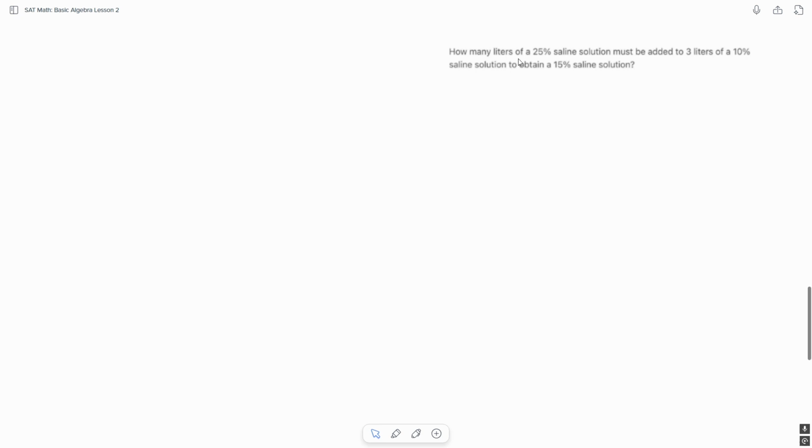So this one, it says, how many liters of a 25% saline solution must be added to 3 liters of a 10% saline solution to obtain a 15% saline solution? So we know that there are 3 liters of 10%.